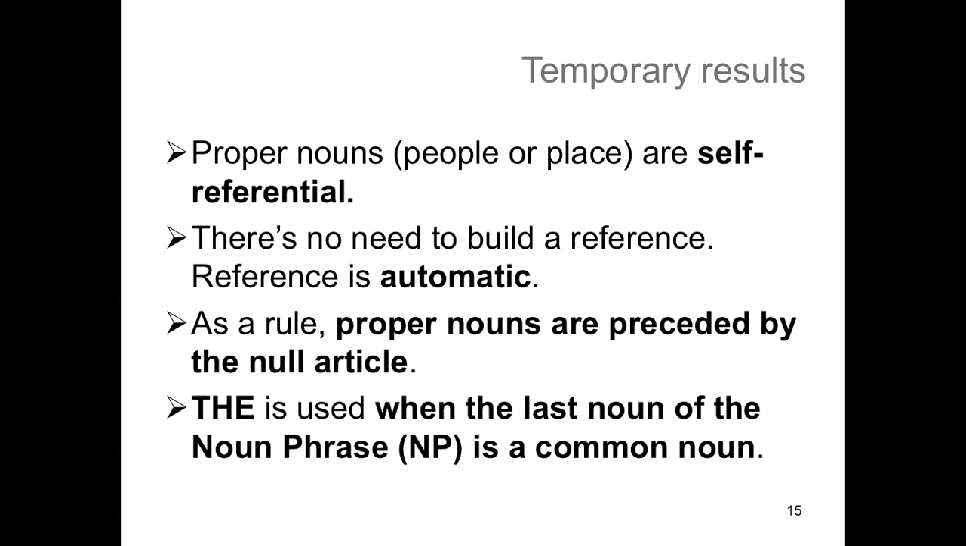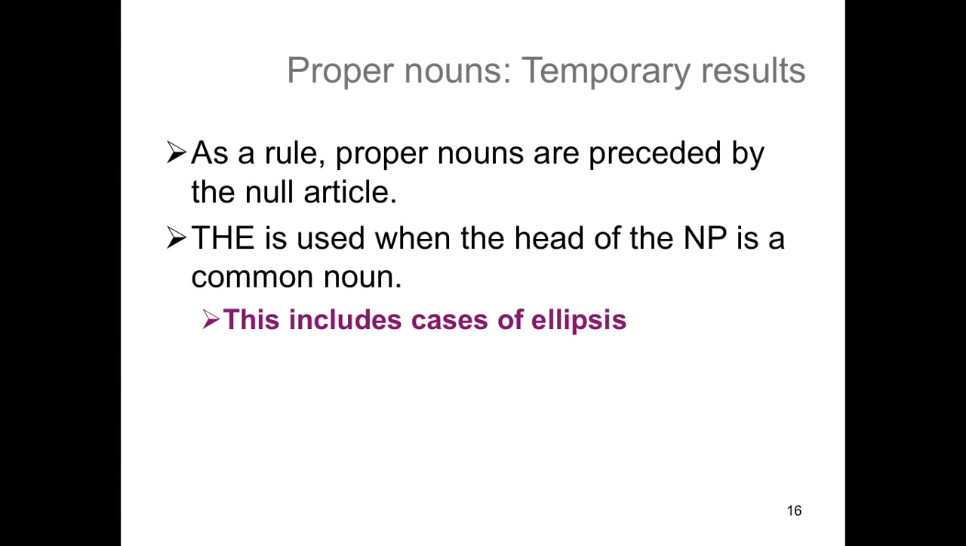We continued our investigation and we realized that the is also included in cases of ellipsis. Ellipsis, remember, is when you omit a word. For example, you would say, the Mediterranean Sea is a beautiful sea, okay? The Mediterranean Sea. Sea is the head of the noun phrase, it's a common noun. But it also works if you omit it, if you have a case of ellipsis. When you say, I love going to the Mediterranean, you still use the article the even though the word sea has been omitted.